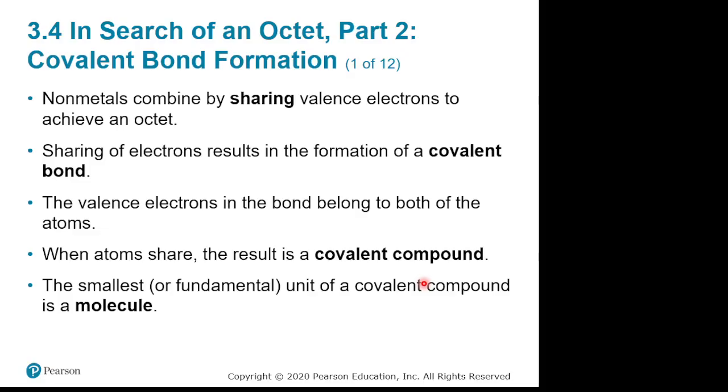The valence electrons in the bond, they're going to belong to both of your atoms. And so they get counted for both atoms in terms of, are you filling your octet? Okay? Kind of like our buying the cheeseburger. Yeah, we have the total amount to get our cheeseburger down. Okay? When the atoms share, the result is going to be what's called a covalent compound. Polyatomic ions are covalent compounds, actually. Okay? Another example of covalent compounds would be carbon monoxide and water. Okay? Both of those are also covalent compounds. They're not ionic. The smallest or fundamental unit of a covalent compound is going to be a molecule.